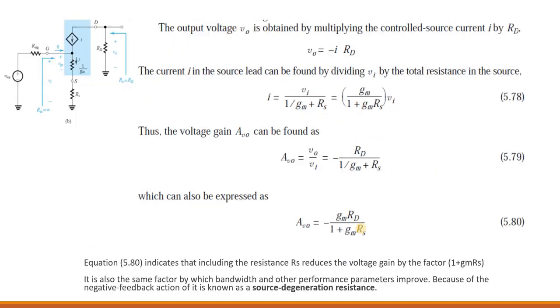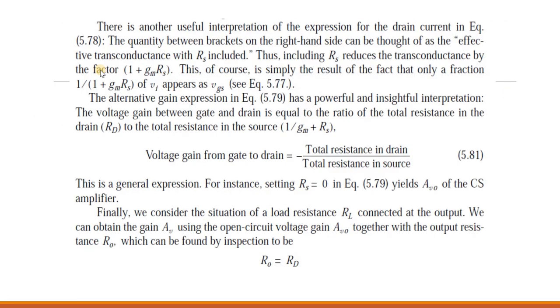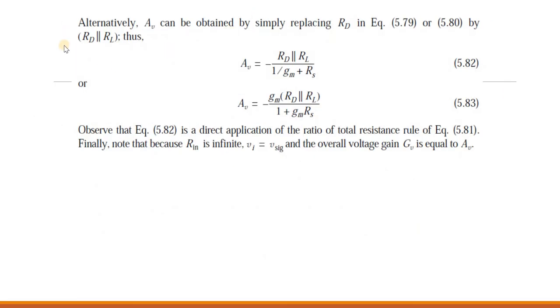Finally, the output resistance R naught is nothing but RD, the drain resistance. Alternatively, the overall voltage gain Av can be written as minus RD parallel to RL divided by 1 over Gm plus Rs. Or else we can write Av equals minus Gm into RD parallel to RL divided by 1 plus Gm into Rs. Initially, without source resistance, we had minus Gm RD parallel to RL, but here it is reduced by the factor 1 plus Gm into Rs.